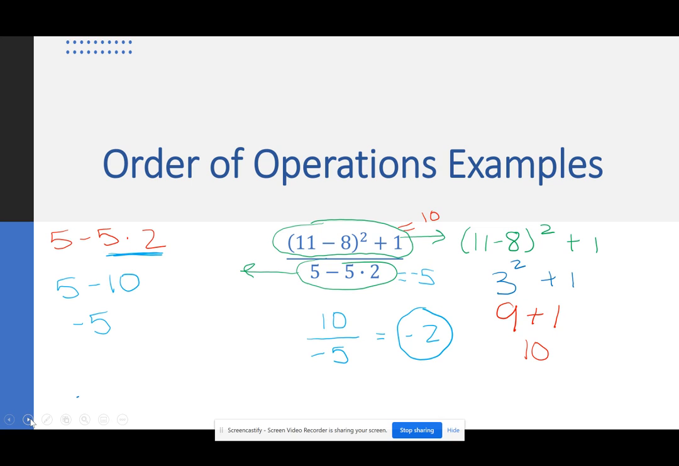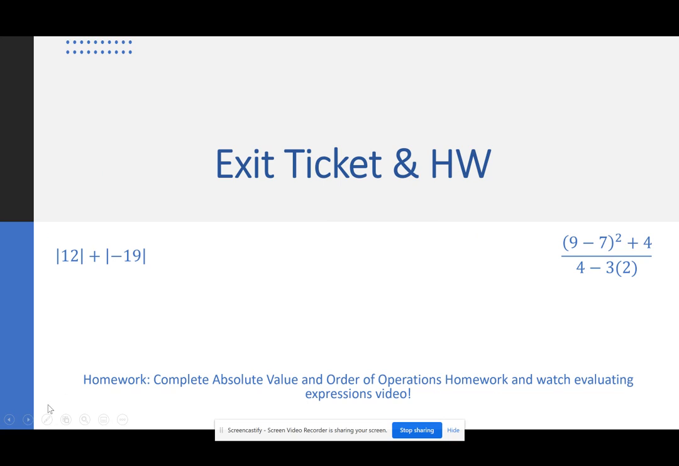So when you see a big fraction like that, don't get freaked out. Just treat the top and bottom as their own problems and then divide them out.